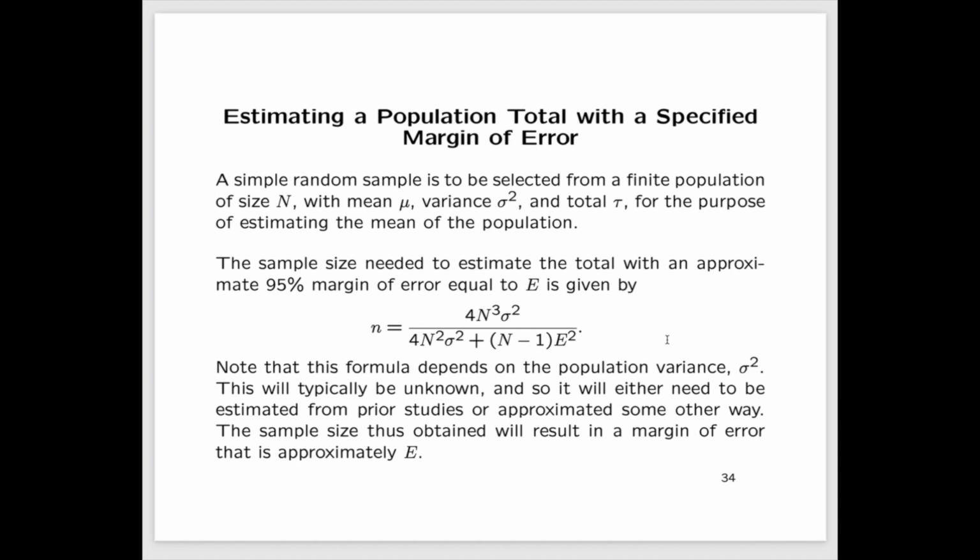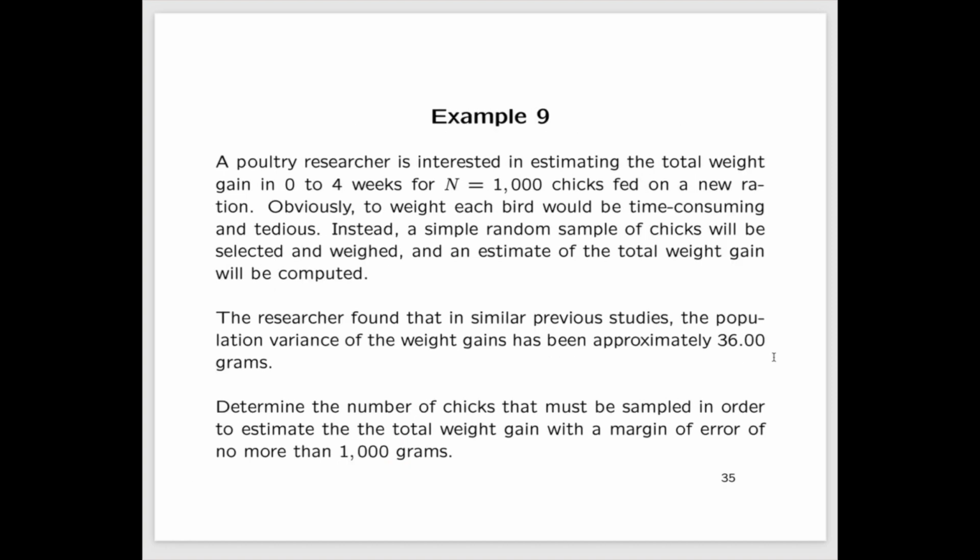Now, note that this formula depends on the population variance, sigma squared, which will typically be unknown, and so it will either need to be estimated from prior studies or approximated in some other way, for example, perhaps using the empirical rule. The sample size thus obtained will result in a margin of error that is approximately equal to the specified value, cap E. And so let's look at another example.